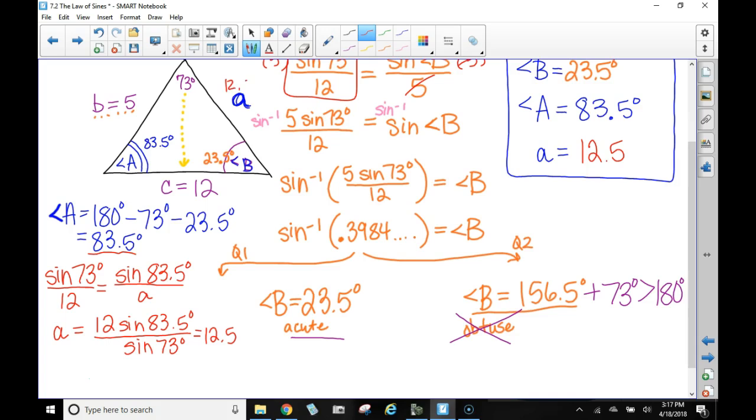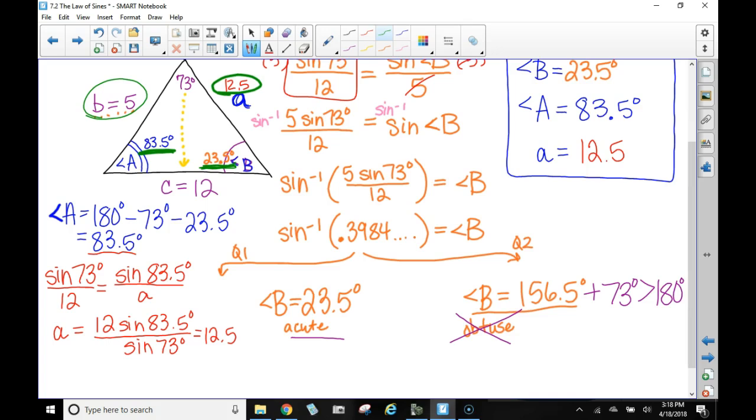A is 12.5. Okay? Now, quick check here. The largest angle is opposite the longest side, and the smallest angle is opposite the shortest side. So all that makes sense.